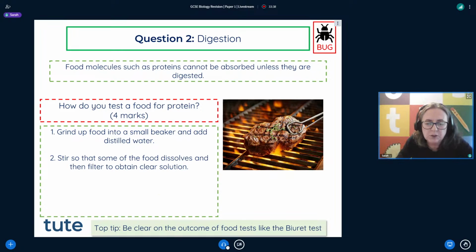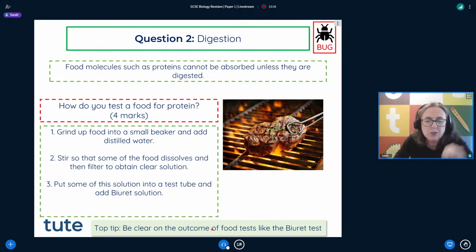What does that distilled water do? Well, distilled water means that when you stir, some of the food dissolves into that water. And then you can filter that dissolved food to get rid of all the debris, all the chunky stuff, okay? And then you're left with a solution which will contain some of the food groups that you're interested in. So those first 2 stages are the first stage with all the food tests that you would carry out, whether you were testing for carbohydrates or fats, and those carbohydrates could be sugars or starch.